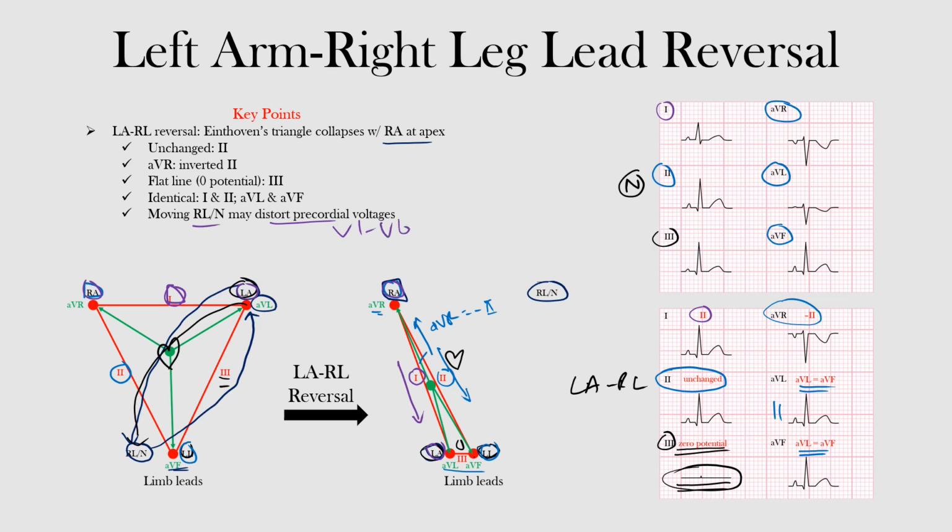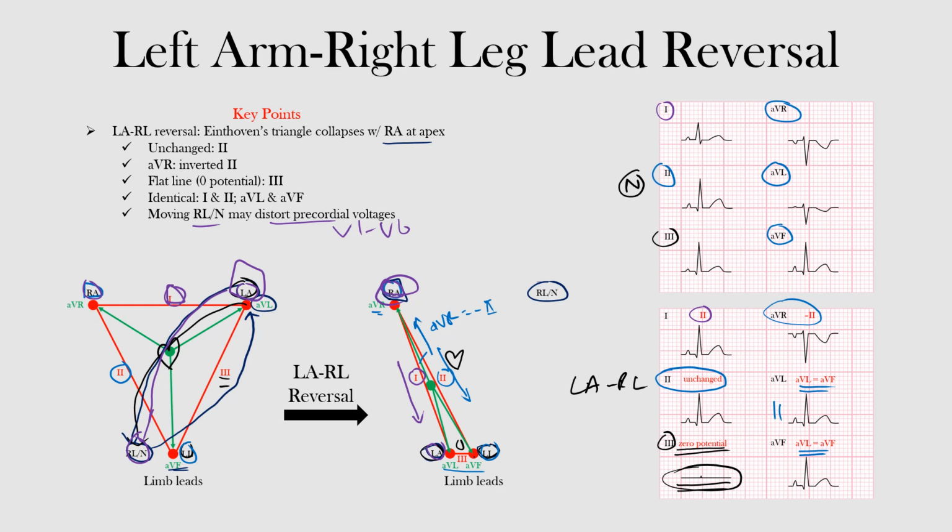All right, so let's briefly review what we discussed before we end here. So this is a left arm, right leg reversal, and this is when Einthoven's triangle is pretty much collapsing and we have the right arm at the apex. Here's our right arm at the apex. And remember, we're taking our left arm here and moving it down to this right leg neutral electrode's position. So the main thing you see is that lead 2 will remain unchanged.